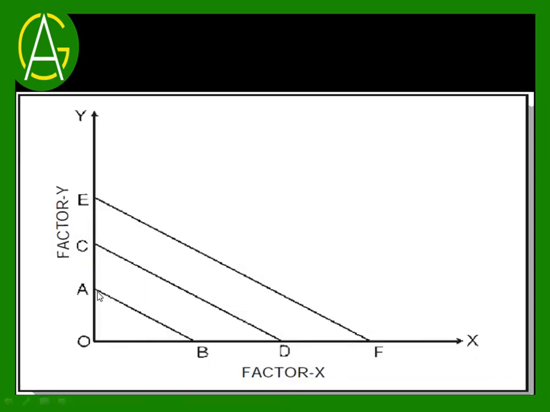Now these are iso cost lines. So for example AB is one iso cost, CD is a second, and EF is another iso cost. A lower iso cost represents a lower cost of production. A higher iso cost shows a higher cost of production. So as we move the line up, it increases the cost of production. A producer will always try to produce on a lower iso cost, because a higher iso cost line represents a higher cost.